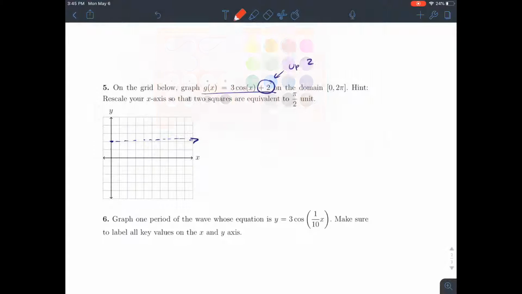And I'm going to take what Sam did in class, Sam Gonzalez, who did a nice job of teaching this. She marked on her midline the key values.